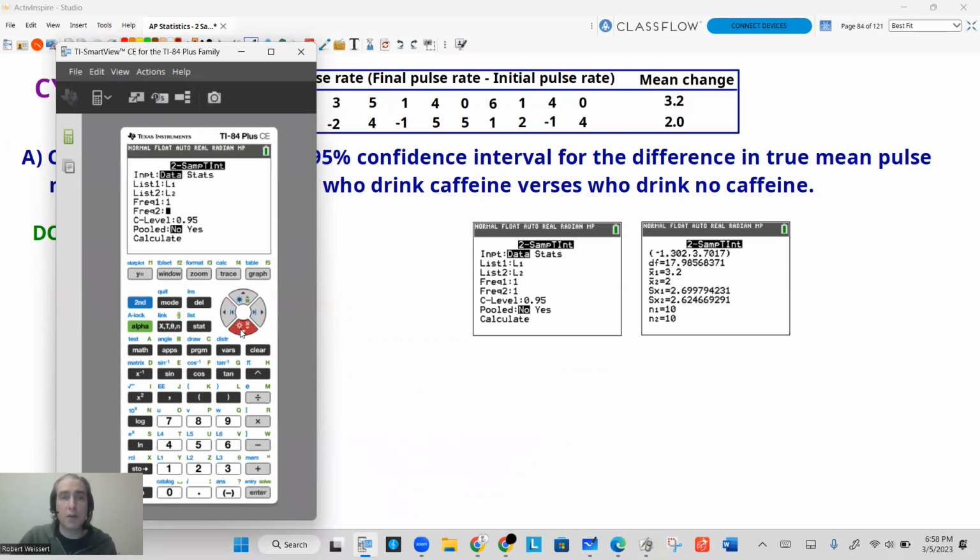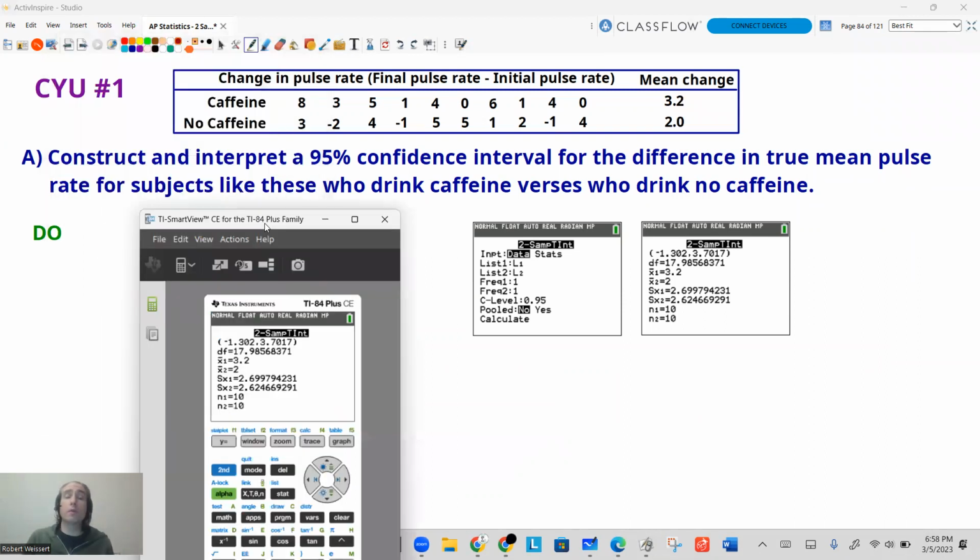So just make sure you set your confidence level to whatever it is, in this case, 95%. Make sure you select no for pooled and calculate. We should get the following menu. We're going to write all that down because the only thing we're given is the mean change. We weren't given the sample standard deviations and the sample size, although we know it's 10. So we have to jot all that information down with the right notation. So what would that look like on here?